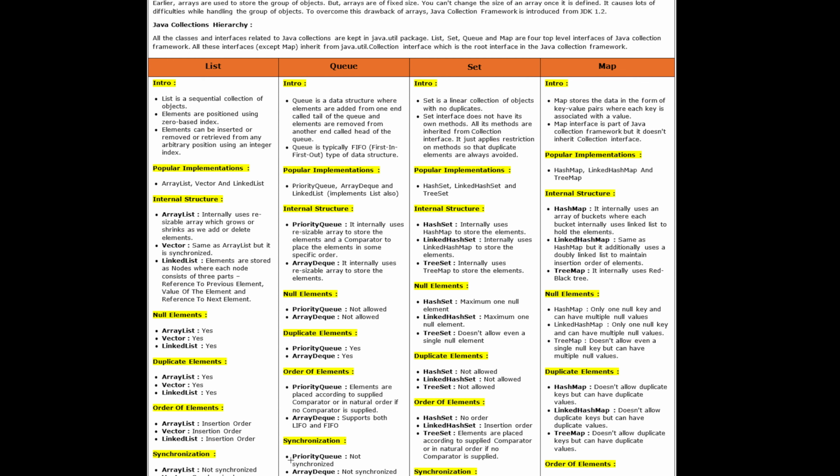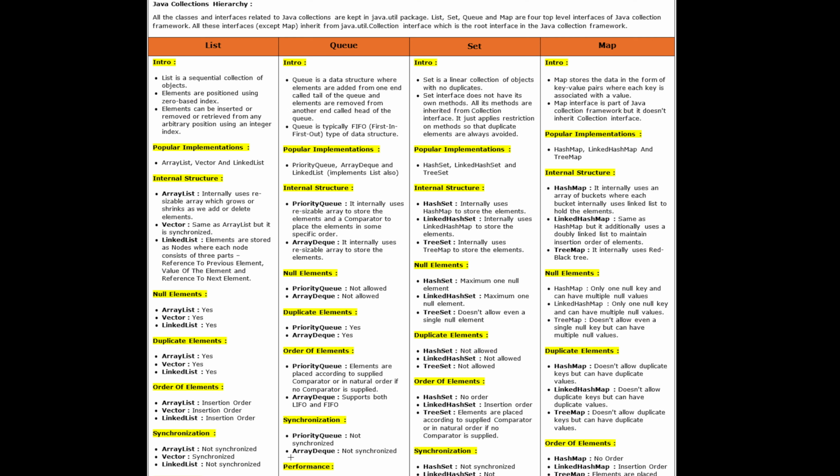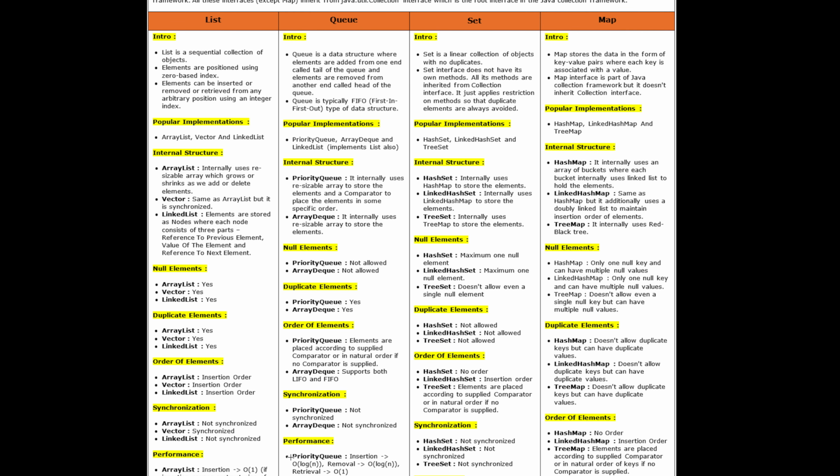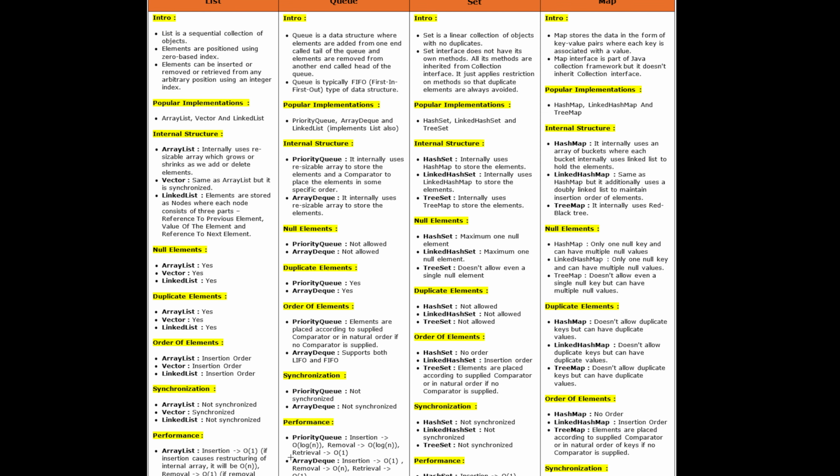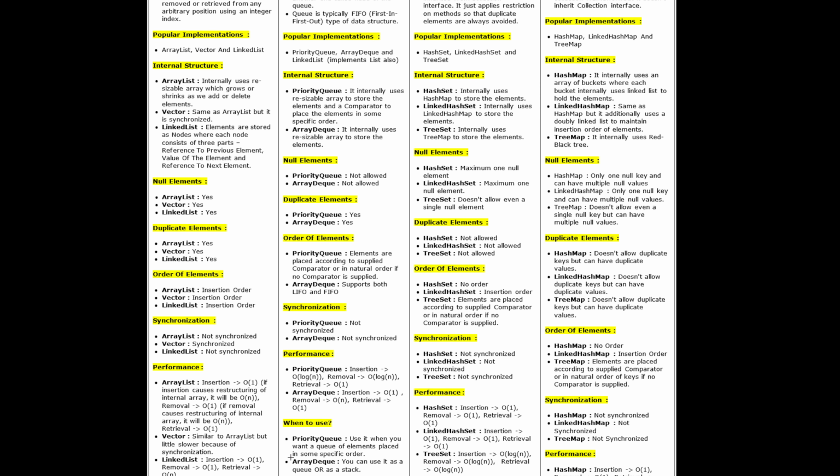Null elements: HashMap allows only one null key and can have multiple null values. LinkedHashMap also allows one null key and multiple null values. TreeMap doesn't allow even a single null key, but it can have multiple null values.